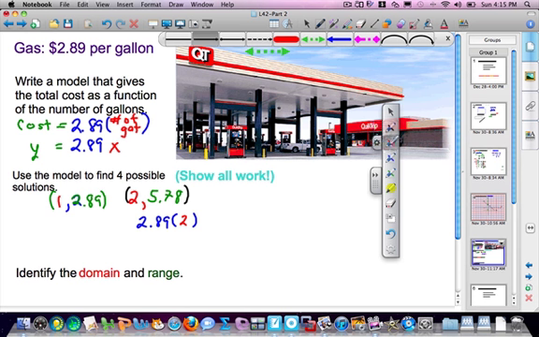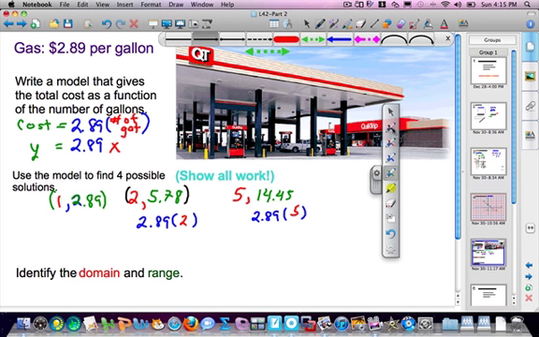We could go back to that gas station and purchase 5 gallons of gas. And if we purchase 5 gallons of gas, that would be $2.89 for each of the gallons. In this case, we're going to purchase 5 gallons of gas. $2.89 times 5 gives us a cost of $14.45.